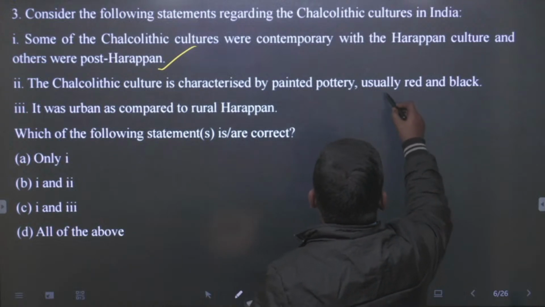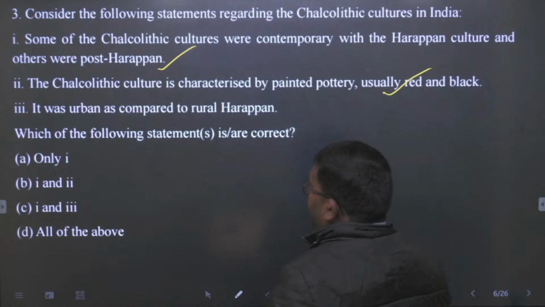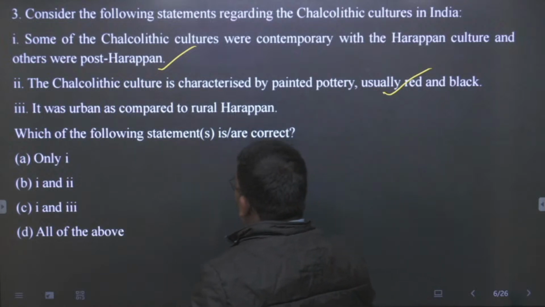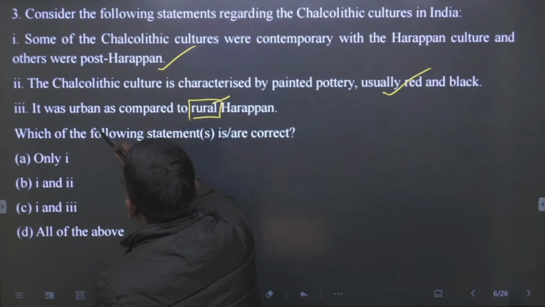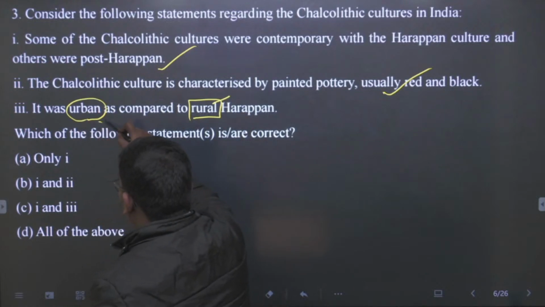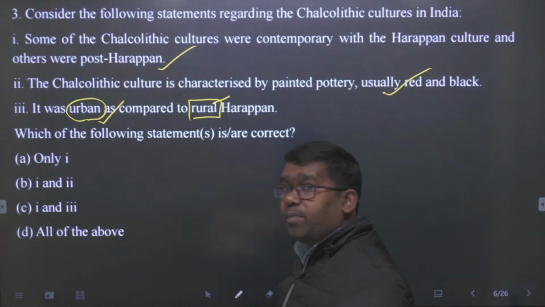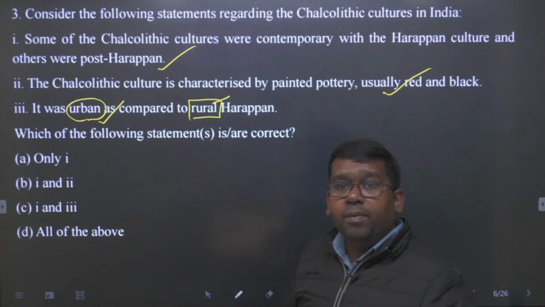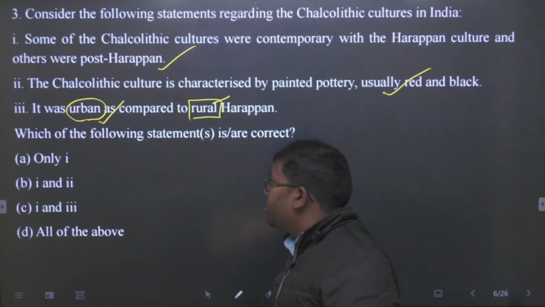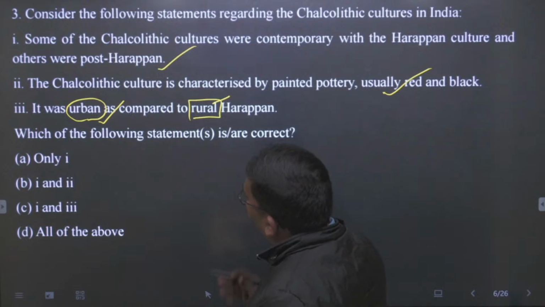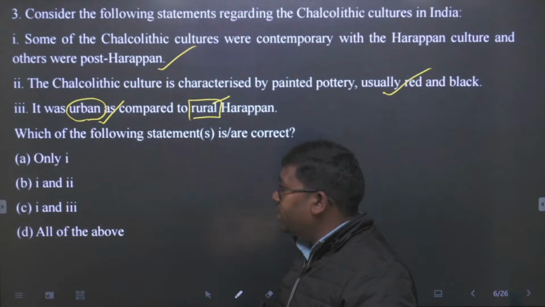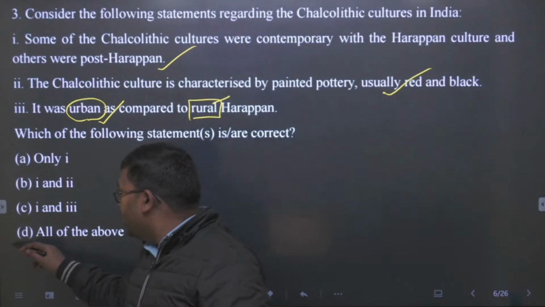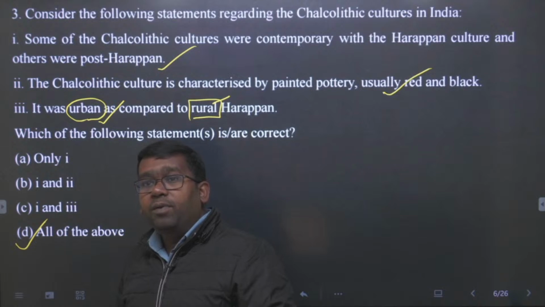Yes, they had red and black, so yes. It was urban as compared to the rural Harappan. The rural Harappan is of course rural. What is that? It means village. But here the word urban is there. So of course it was urban as compared to the rural Harappan. So this statement will be true. So all three statements are true at this point. So what will the answer be? D, all of the above, will be the answer of this question.